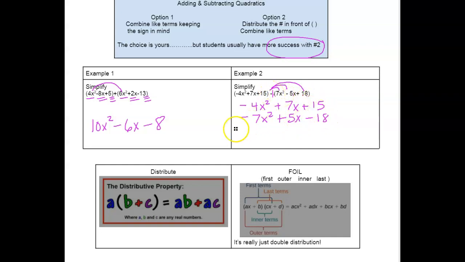And once you've done the subtraction, then it really changes to addition. Okay? So add these up, add those up, and the last 2 terms.